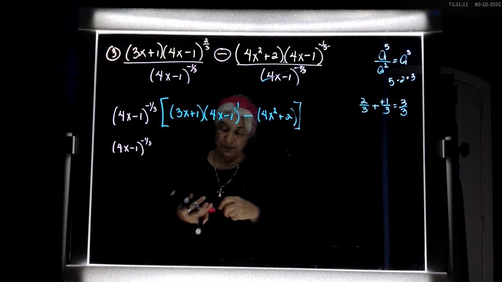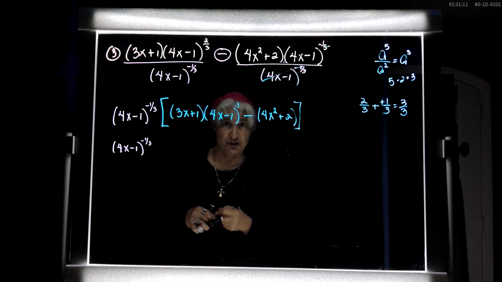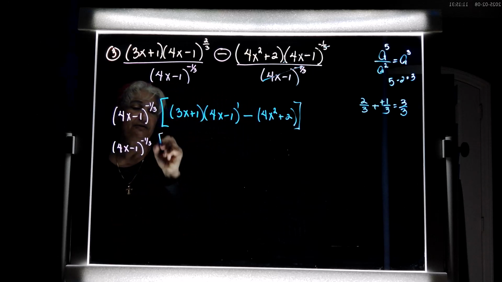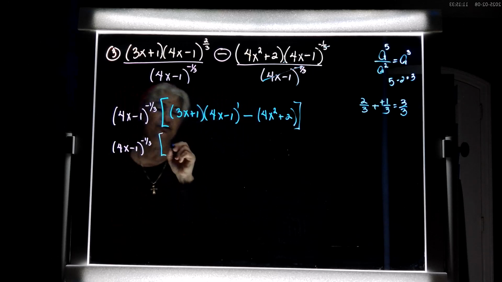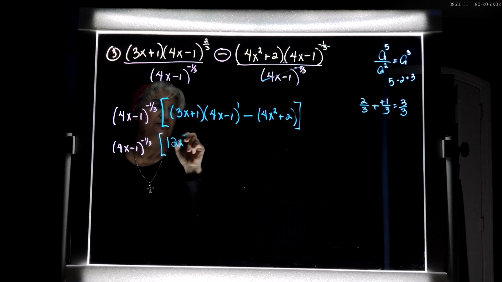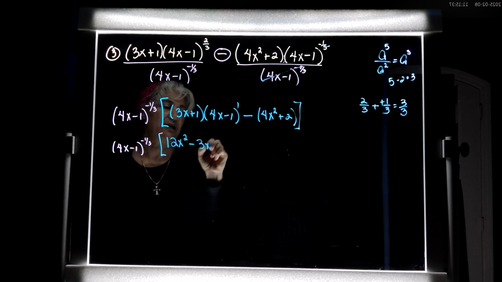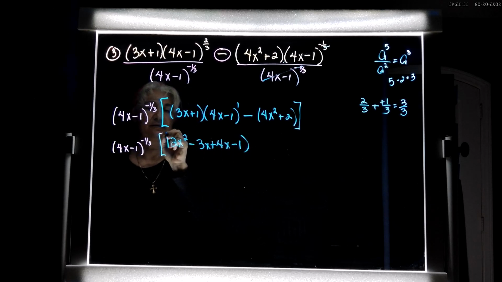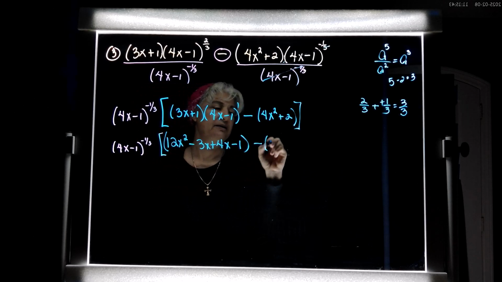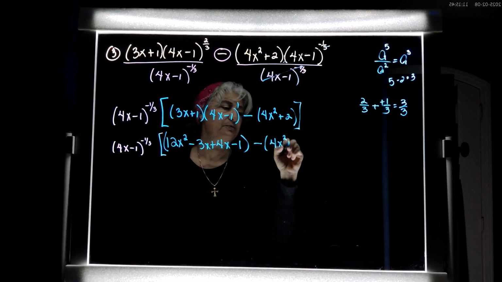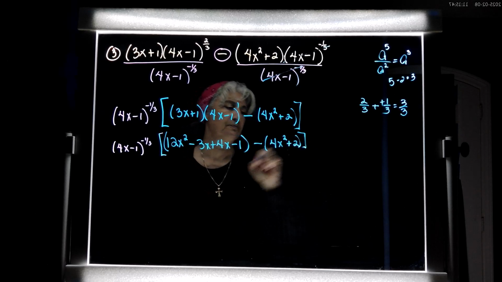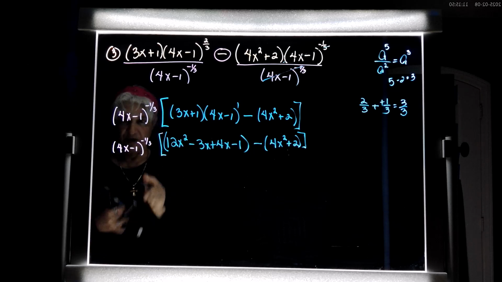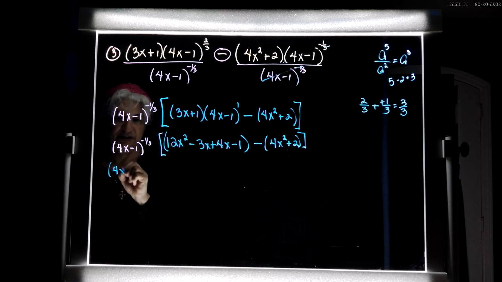Looks like I have a distribution problem to do in the beginning. Did you distribute already? Well, you should have. And if you didn't, pause the video and distribute. So 12x squared minus 3x plus 4x minus 1. And then I'm subtracting 4x squared plus 2. Got it. Let's keep writing this guy down on the outside.